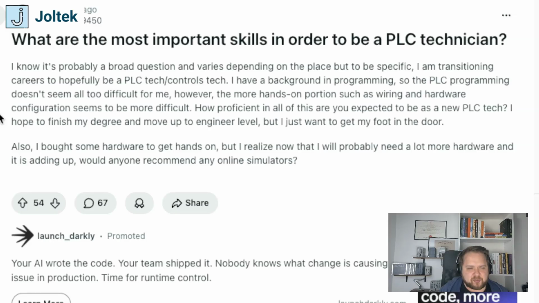I have a background in programming, so the PLC programming doesn't seem too difficult to me. However, the more hands-on portions, such as wiring and hardware configuration, seems to be more difficult. How proficient in all of this are you expected to be as a new PLC tech?